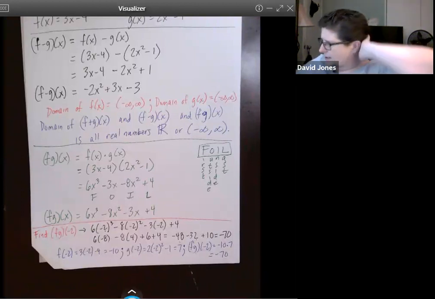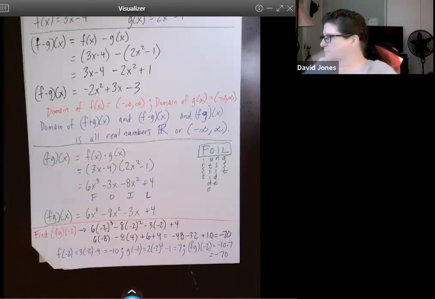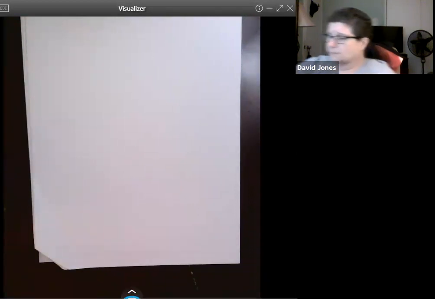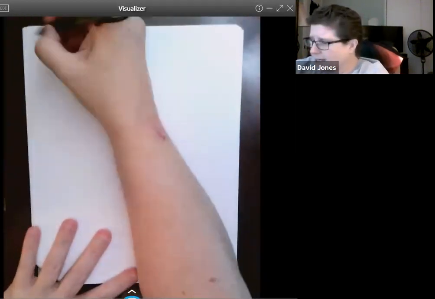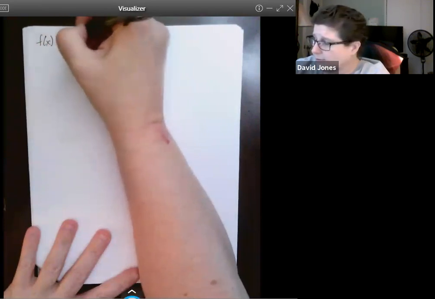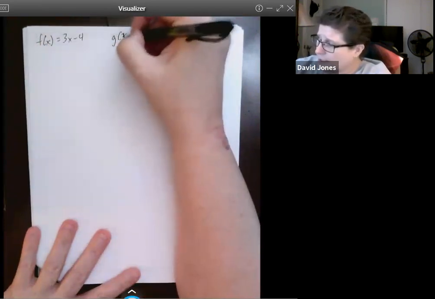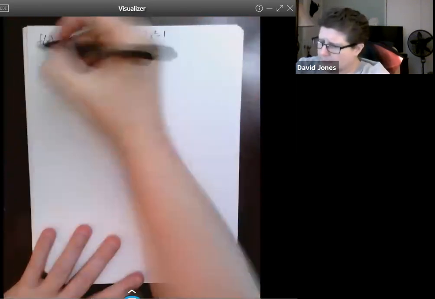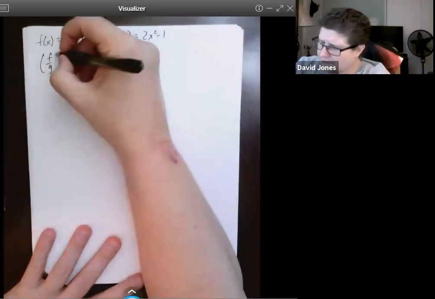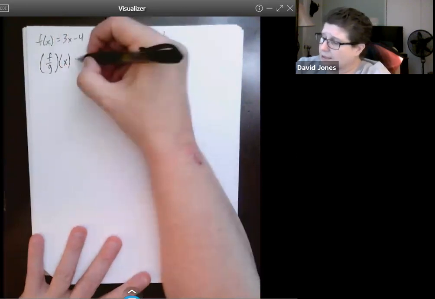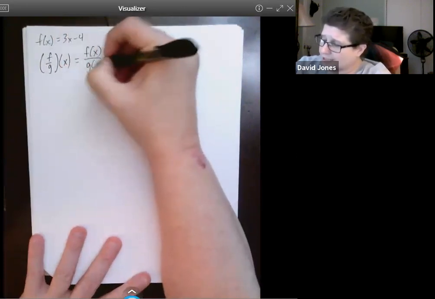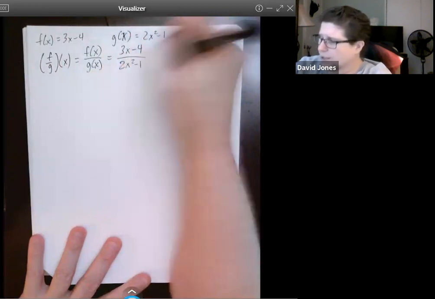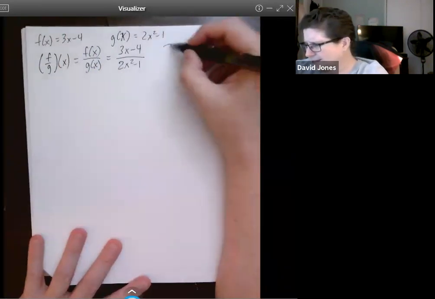So those three all had the domain is all real numbers. Let's take a look at the quotient. And I'll rewrite them again. F of x is 3x minus 4. G of x is 2x squared minus 1. So if I look at f divided by g of x, this is f of x over g of x, which is 3x minus 4 over 2x squared minus 1. And this doesn't simplify.